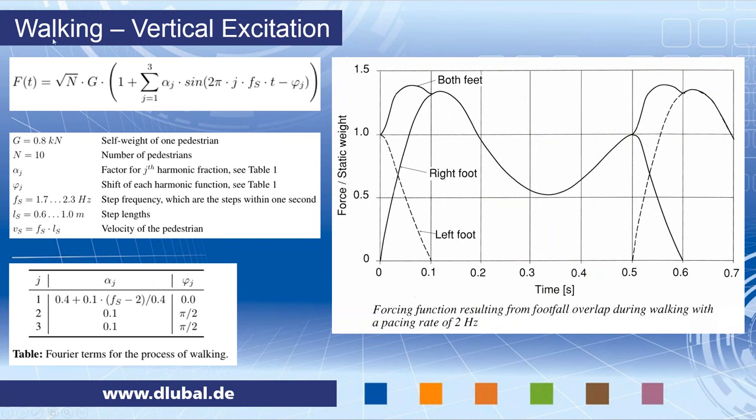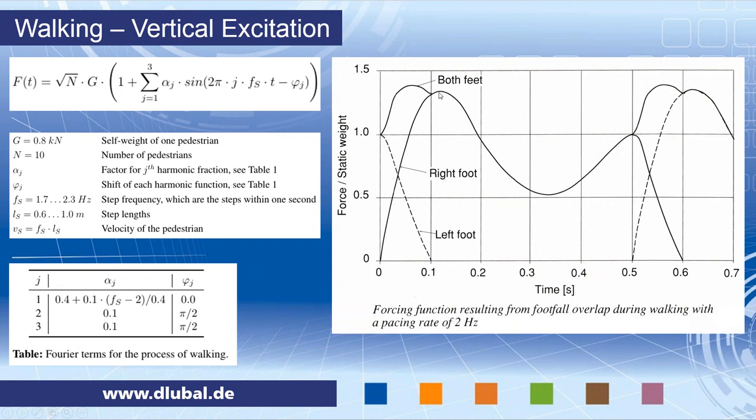So this is the function that expresses the walking. The person is permanently on the ground. That's why we are adding the self-weight of the person. So this is G, the self-weight of one pedestrian. And the walking itself is described by a sinus function consisting of 3 Fourier terms, with these coefficients alpha and phi. And this was all defined by Professor Bachmann earlier on.